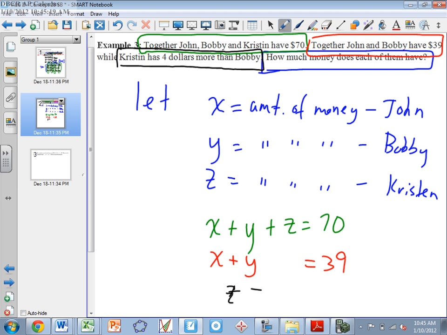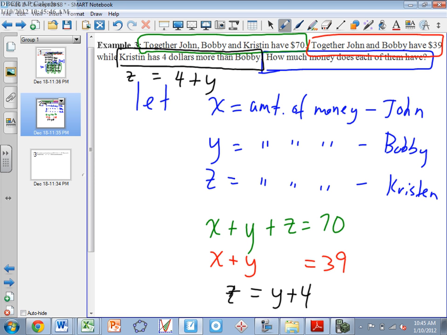That's where the trick comes in. Most people make a mistake. Let me go over this. A lot of people see Kristen has $4 more than Bobby. So Kristen is Z. Put that there. Has means equals. 4 more than means 4 plus. And Bobby is Y. Could you put it down? Okay? Yes. And so I could put it as Y plus 4 and 4 plus Y. It does not matter.